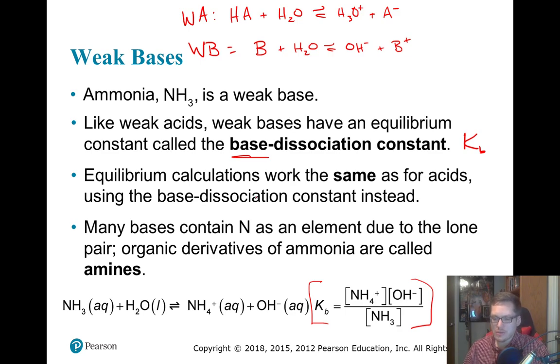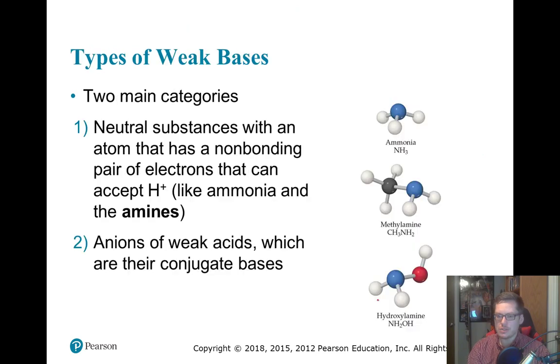Essentially what happens, though, is your conjugate acid from your weak base and your hydroxide are going to be in the numerator, and then you have your original weak base in the denominator. Your little dissociation constant.